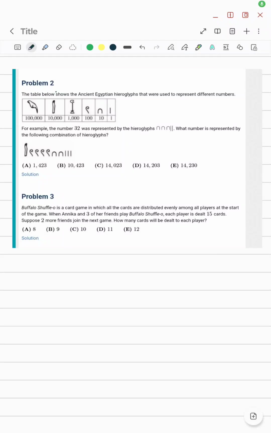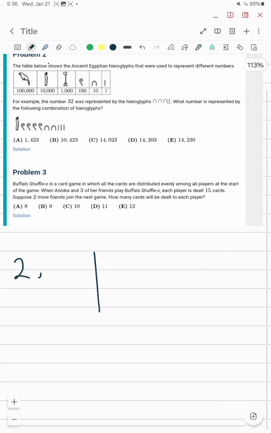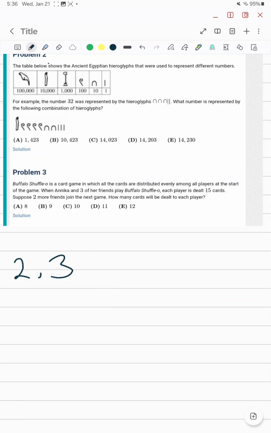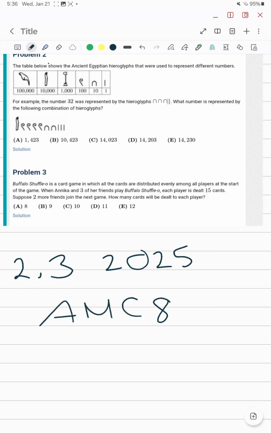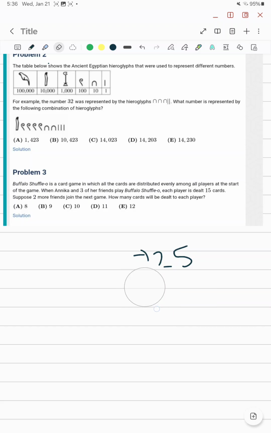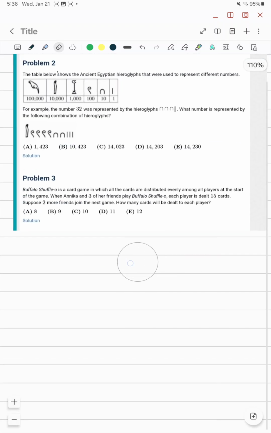Be doing problems 2 and 3. Oops, sorry. 2 and 3 from the 2025 AMC8. The AMC8 is the American Mathematics Competition, and it consists of hard logic problems, and the problems get harder as the test goes on. It's a 25 question test, and you get 40 minutes to do the entire test, and it's very hard.